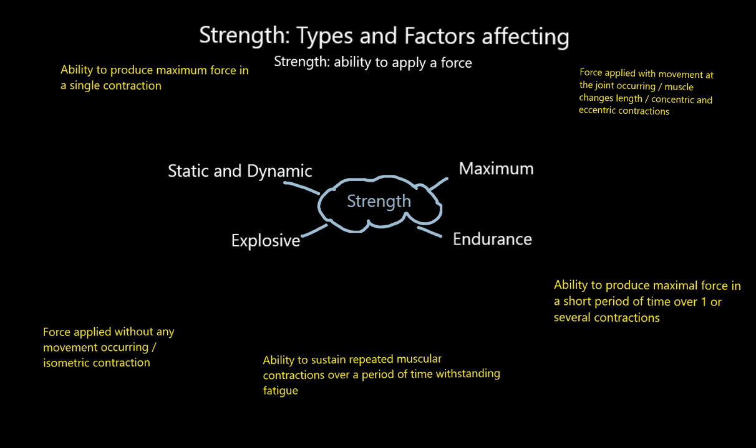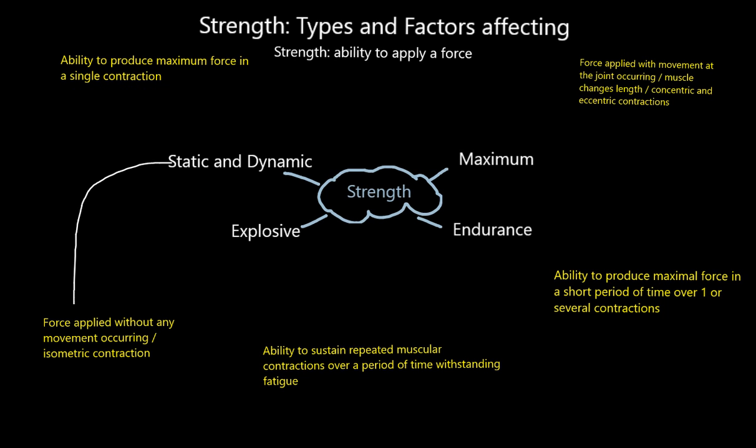So let's go with this one first, static and dynamic. Static, obviously, is strength where we are remaining still. So what we're looking for is force applied without any movement occurring, an isometric contraction. Classic examples are a sprinter holding the start position. You don't wobble on the starting block, or you'll trigger a false start. Another is the crucifix in gymnastics, where the male gymnasts have got to hold a fixed position.